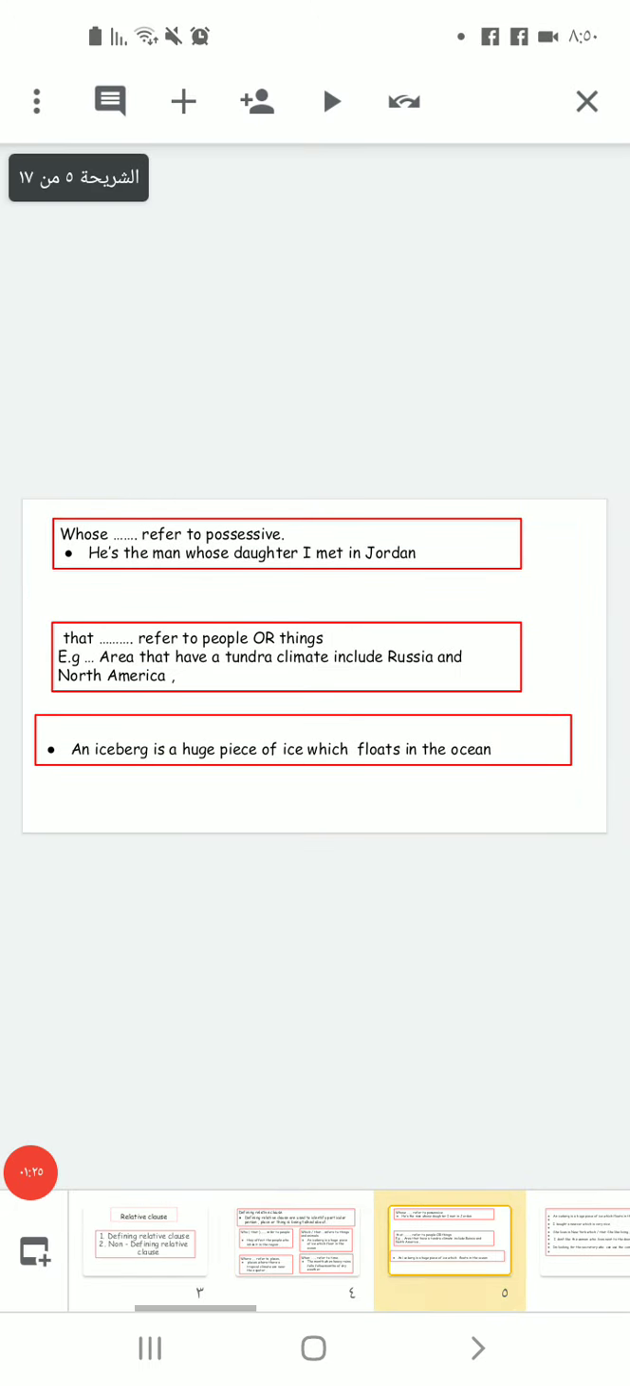Whose. We use whose to refer to possession. Like, he's the man whose daughter I met in Jordan. That: we use that to refer to people or things. For example, areas that have a tundra climate include Russia and North America. We use that because it refers to areas.